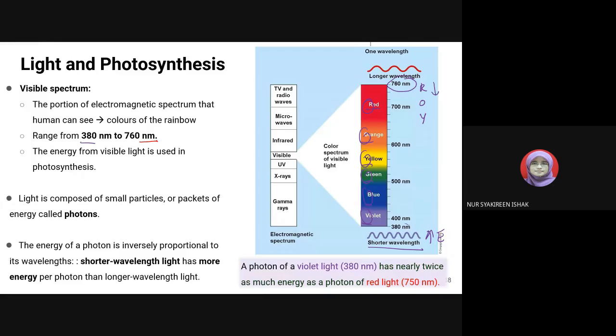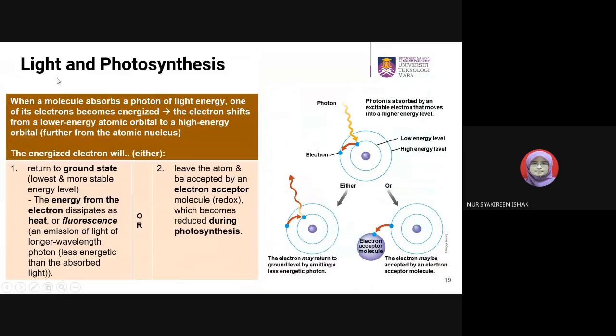Okay, so light is composed of small particles or packets of energy called photons. So bila dalam proses photosynthesis ni itu kata photons, it is light energy. Okay, so the energy of a photon is inversely proportional to its wavelength. So the shorter the wavelength, it has more energy per photon than longer wavelength. Okay, so violet 380 nanometer has nearly twice as much energy as photons of red light. Okay, so yang ni dia just nak bagi tahu kan.